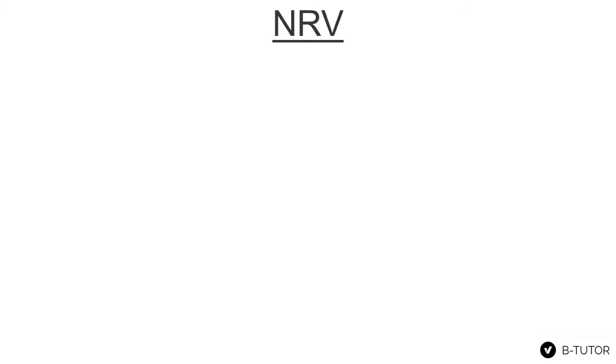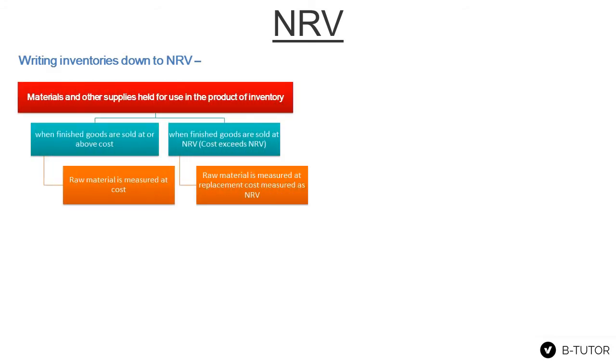Our next topic, writing inventories down to net realizable value and its reversals. Materials and other supplies held for use in the production of inventories are not written down below cost if the finished products are expected to be sold at or above cost. However, when there has been a decline in prices of material and it is estimated that the cost of finished products will exceed net realizable value, raw materials is measured at replacement cost measured as NRV.